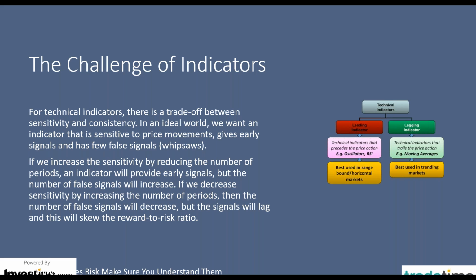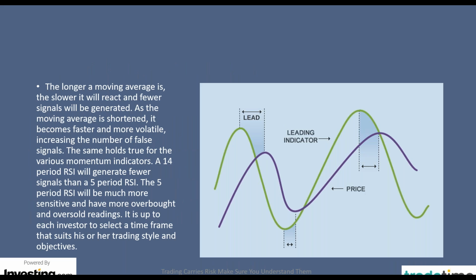If we increase the sensitivity by reducing the number of periods, an indicator will provide early signals, but the number of false signals will increase. If we decrease the sensitivity by increasing the number of periods, then the number of false signals will decrease. But the signals will lag, and this will skew the reward to risk ratio. So, don't you think the analysts who developed these indicators tested them in every way, shape, or form? So, in most cases, leave the standard settings.